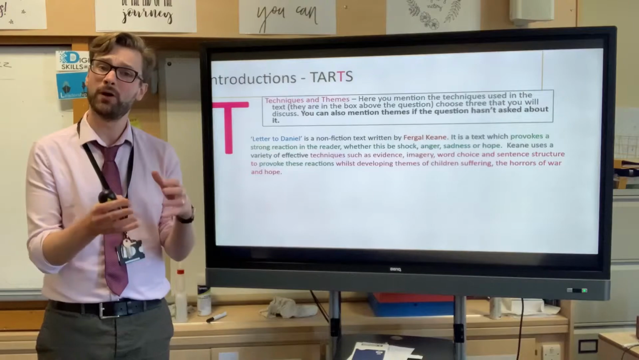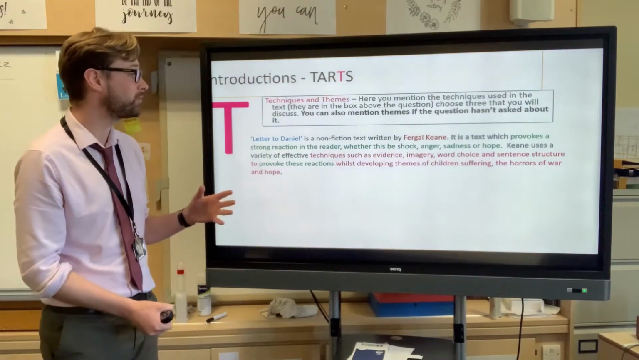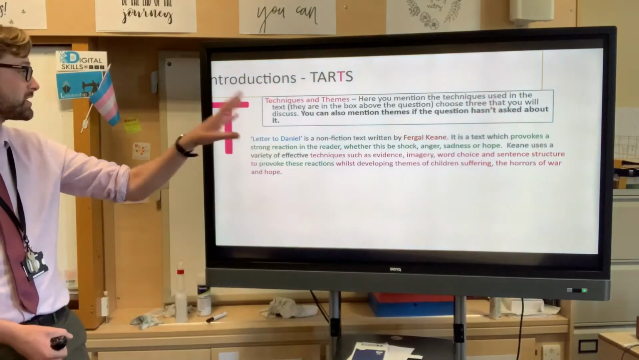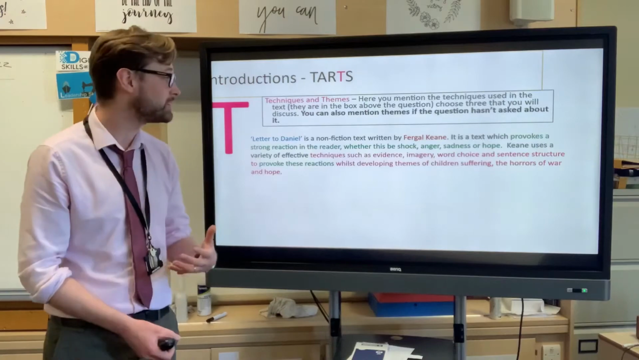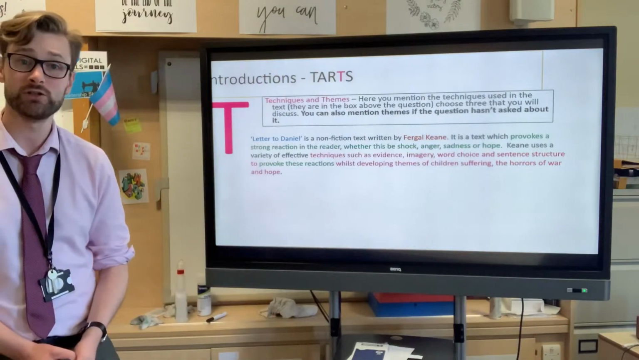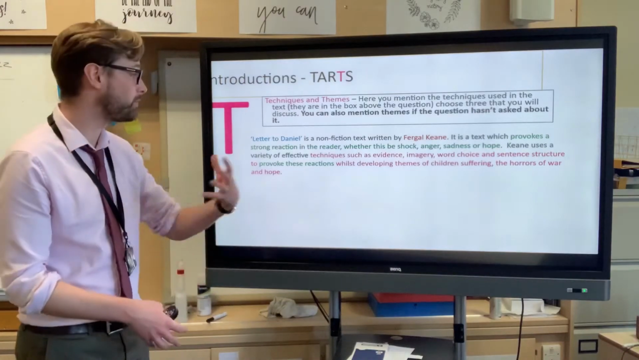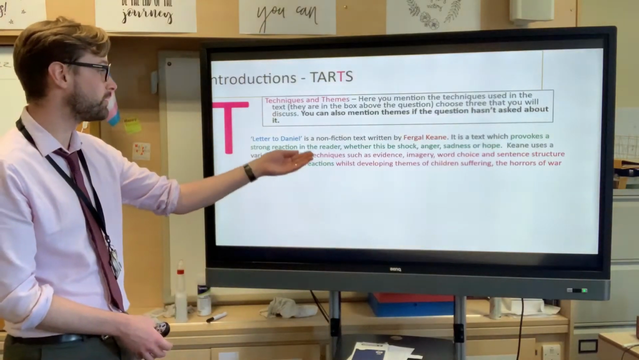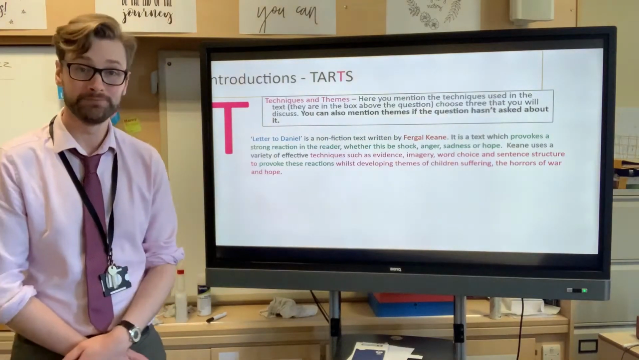So I've set my marker up ready for what to expect. My marker can now expect for me to focus on the reactions of anger, sadness and hope. My marker knows I'm going to talk about techniques such as evidence, imagery, word choice and sentence structure. And my marker also knows that I understand that these are used to develop a theme. And the themes I've talked about here are the idea of children suffering, the horrors of war, and hope.